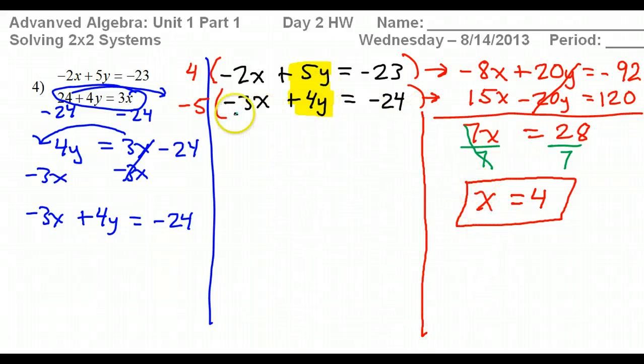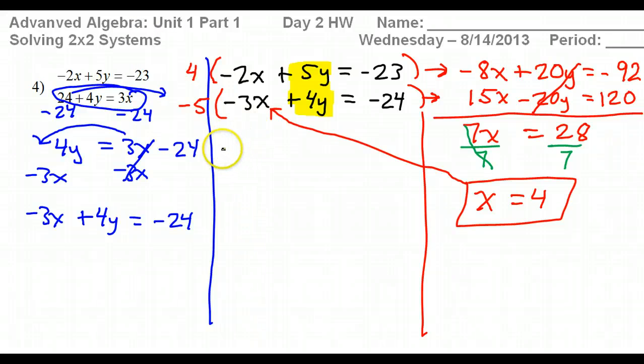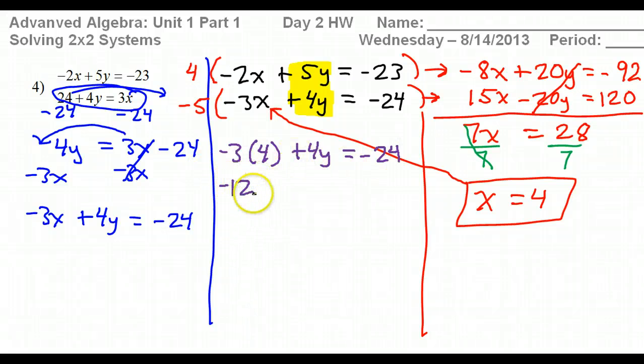Now I need to plug that back into either one of the two original equations. Okay, I'm going to plug it back into the bottom equation. It really doesn't matter, but I'm going to take this and plug it in right there. So I'm going to have negative 3 times 4 plus 4y is equal to negative 24. So that makes negative 12 plus 4y is equal to negative 24.